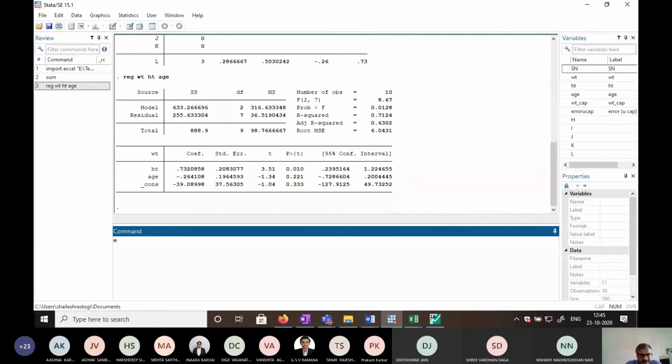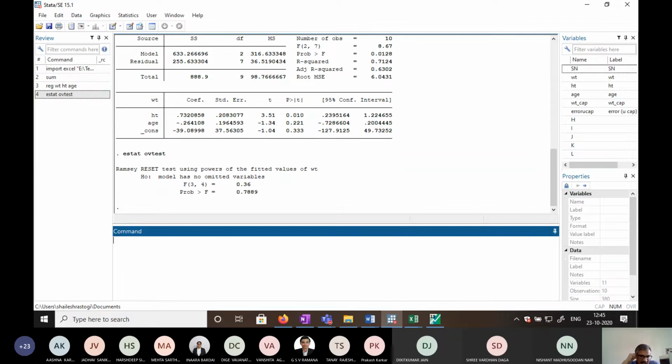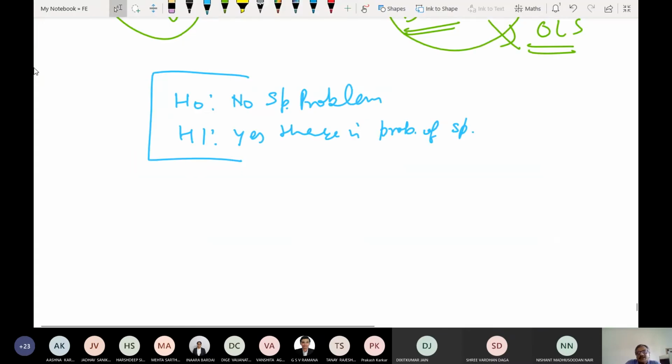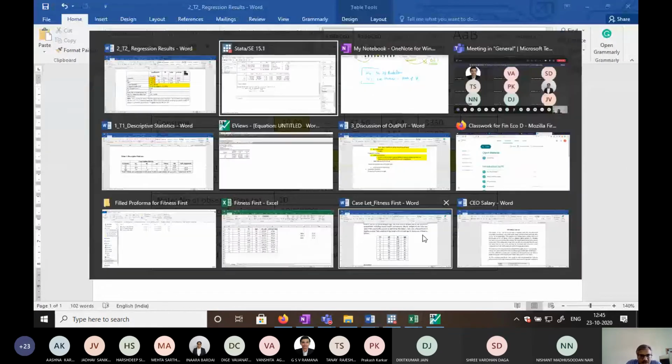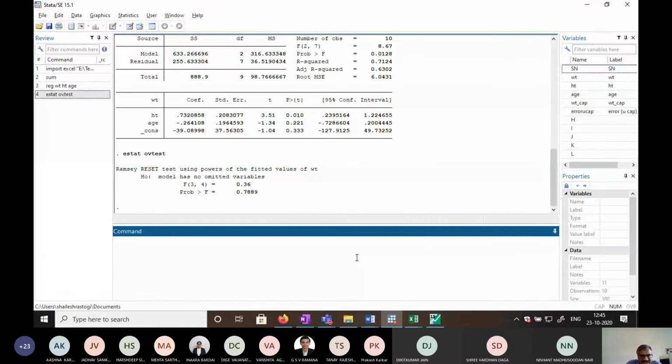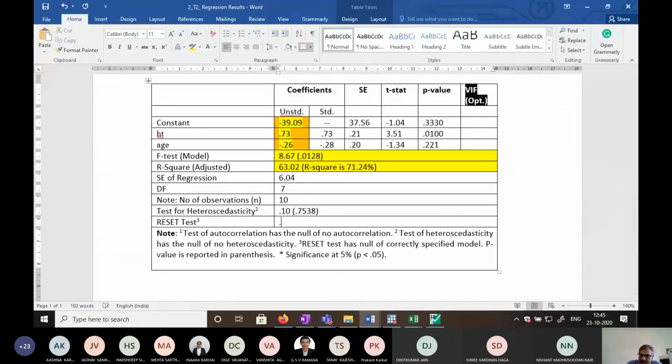After running the regression, we go for the estat ovtest, and the null, as I have discussed with you, is that there is no problem of specification. Right now when I run the test, this probability is coming out to be more than 0.05, so the null of no specification problem cannot be rejected. We'll say that our model has no problem or specification error. Are you with me? So I can put the value from the test, 0.36, in brackets. I'm putting it every time.